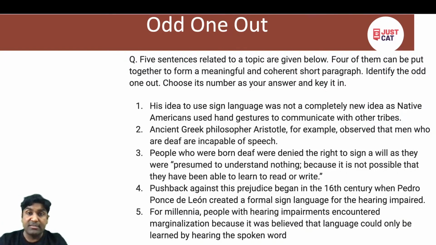This bias, this negative attitude began in the 16th century when Pedro Pons created a formal sign language for the hearing impaired. So pushback against this injustice, this prejudice began in the 16th century when Pedro Pons created a formal sign language for the hearing impaired.